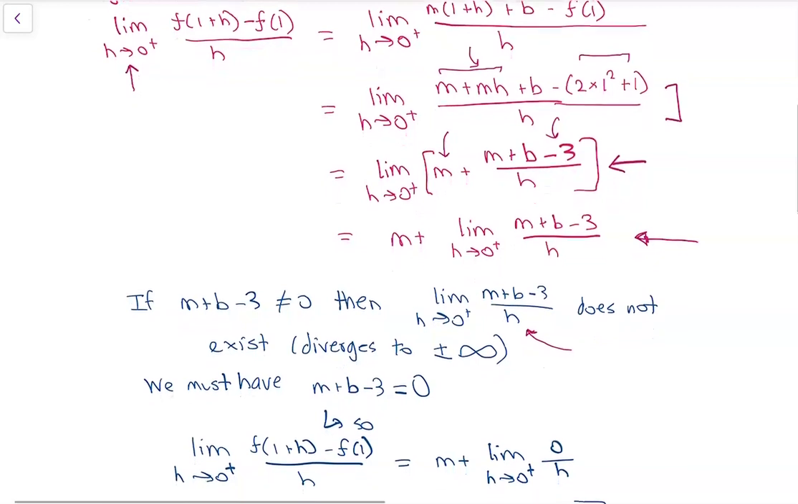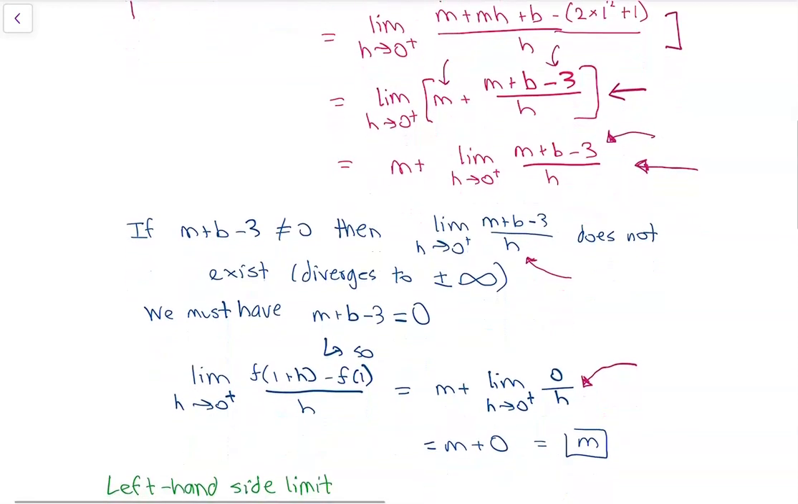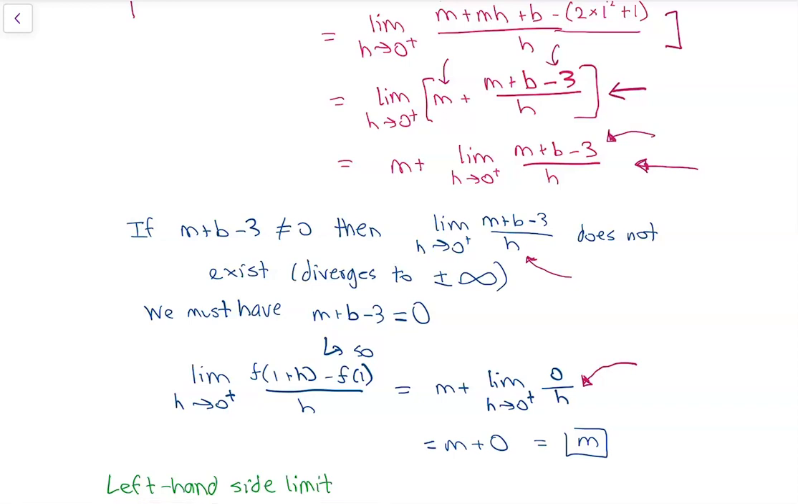And in this case, our limit from the right hand side, the original limit we wanted to find, we'll have m plus b minus 3 equal to 0. So we'll have a 0 divided by h. And now in this case, we don't have to worry about it going towards plus or minus infinity, because now the limit will just be 0. So we have m plus 0, which is equal to m. This is the value of the right hand side limit, and it also requires this condition of m plus b minus 3 being equal to 0.